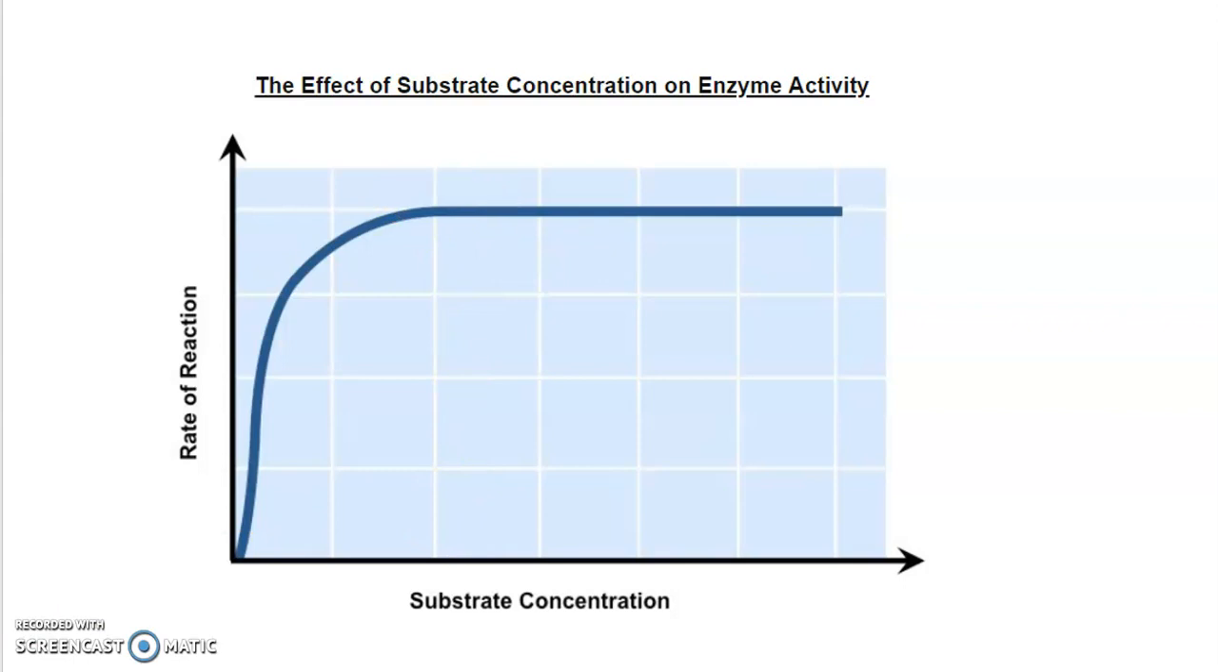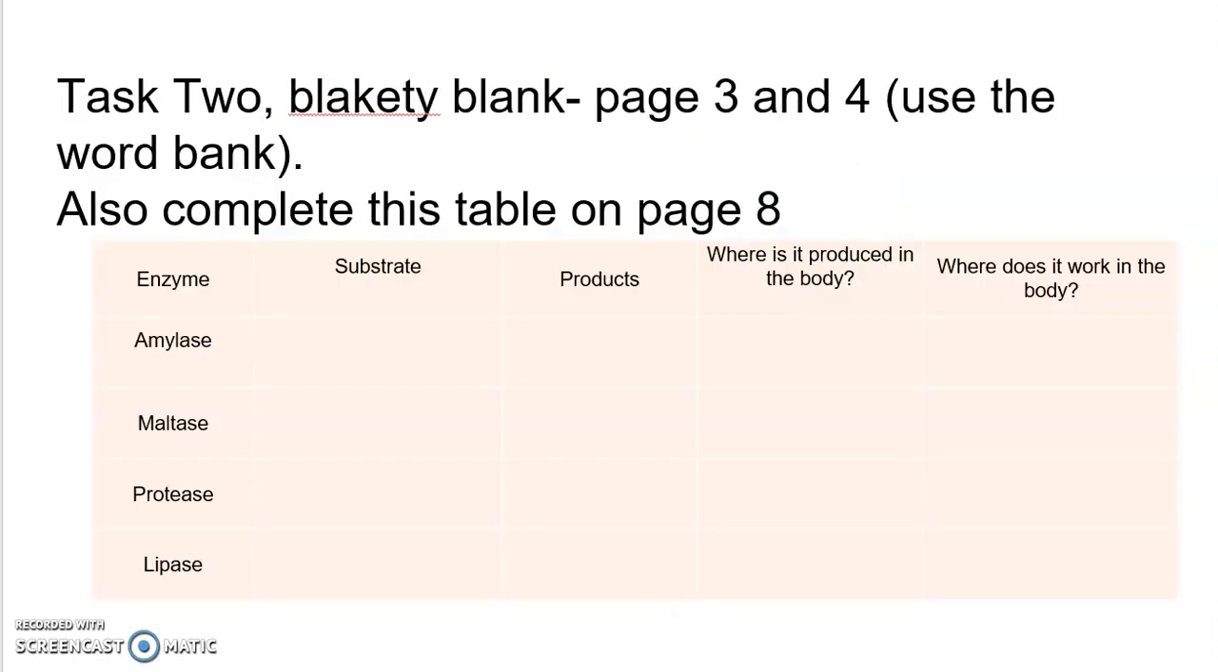So your next job is to think about everything I've said, have a look at your textbooks and add some notes together. I also want you to have a go at task 2. That should say blankety blank. And blankety blank is on page 3 and page 4 of your booklet. So if you look at page 3 and page 4 of the booklet, you can see paragraphs there where you need to fill in the blanks. There's a word bank to help you if you scroll down to the bottom of task 2.